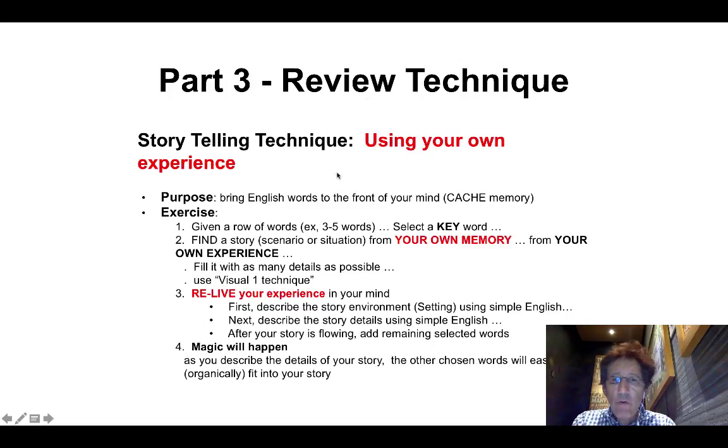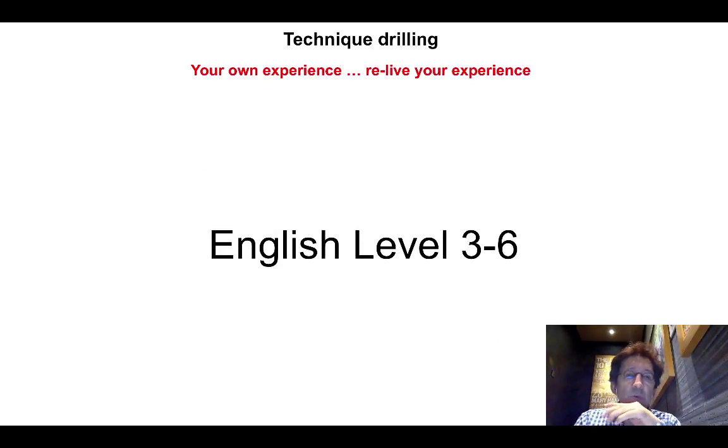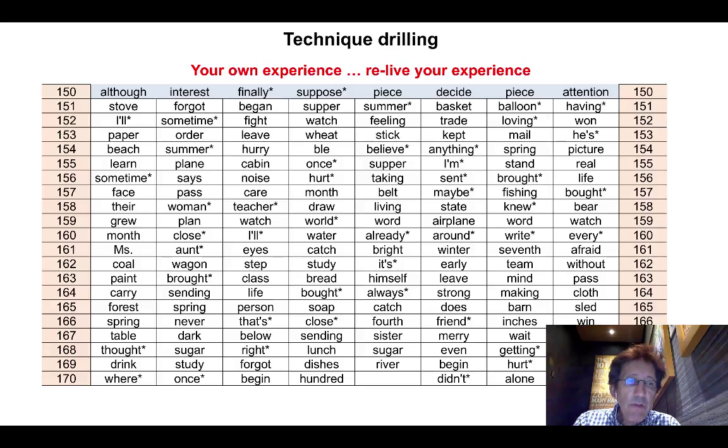Okay, go down to page 33. Now we're going to do the storytelling technique, okay? But this week is going to be a little different. We have English level 3, 6, 7, and then mix. So go to page 35, all right? Now look at line 163.